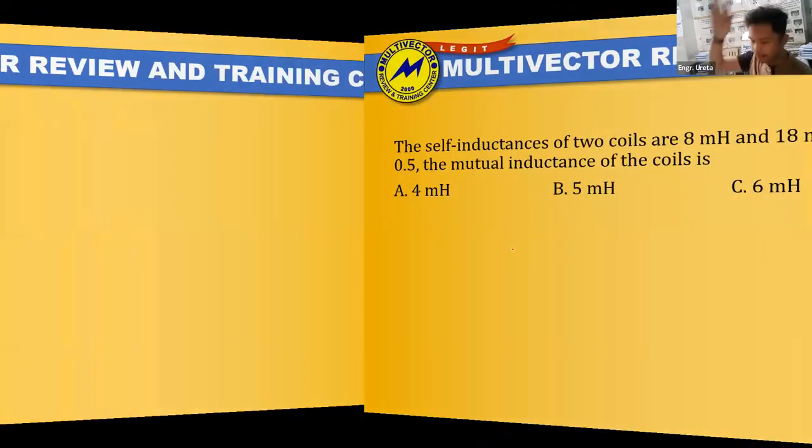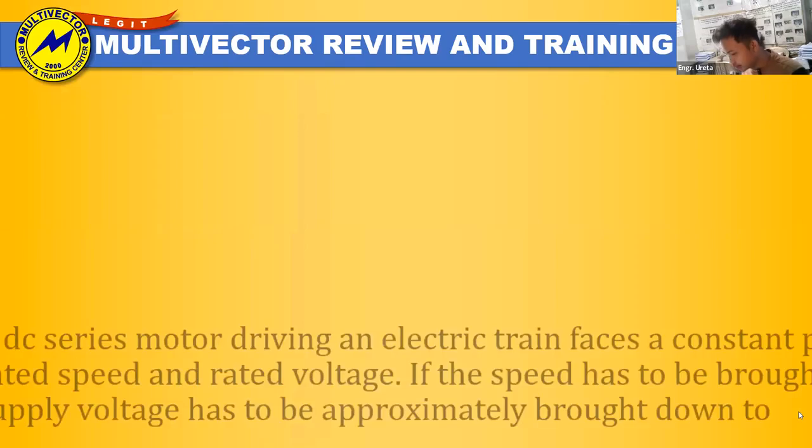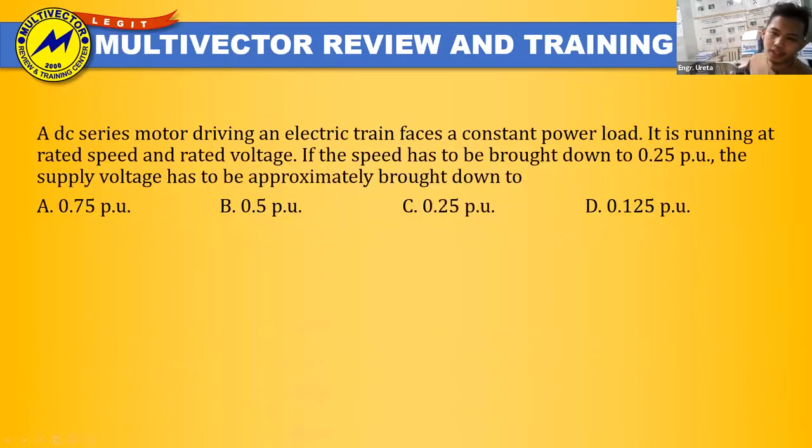Okay, so next problem, problem number 88. A DC motor driving an electric train faces a constant power load. If it is running at rated speed and rated voltage, if the speed has to be brought to 0.25 per unit, the supply voltage has to be approximately brought down to blank. Dito, sinabi sa problem, constant power. Ibig sabihin, kahit bumaba yung speed, bumaba yung voltage, bumaba yung kuryente, dapat ma-maintain mo pa rin yung constant power mo.